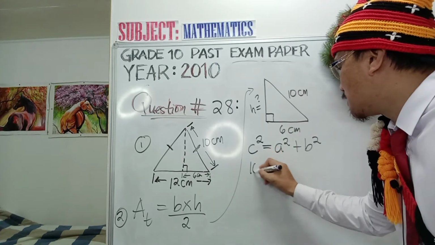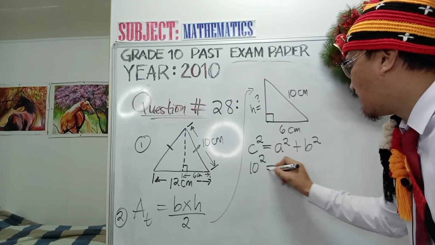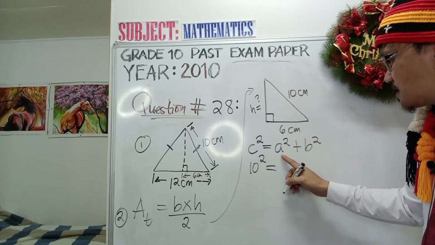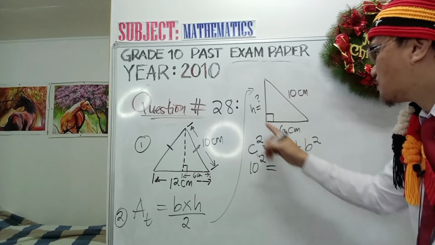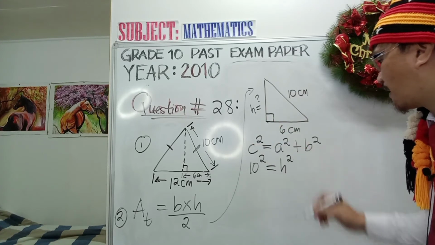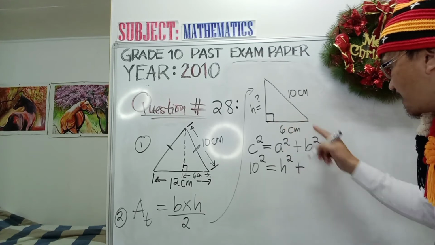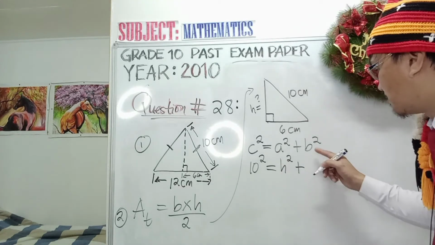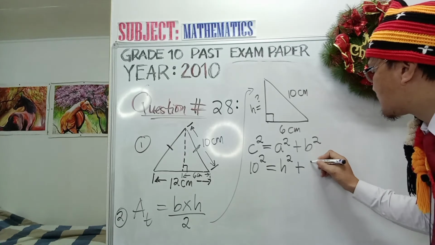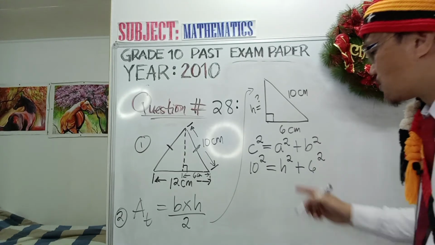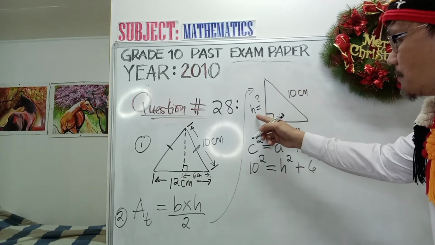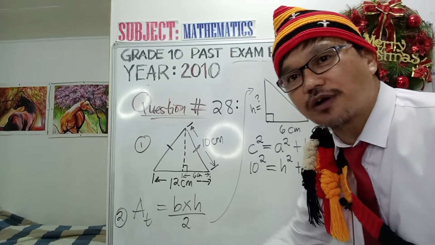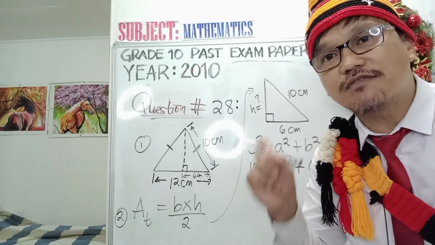So we can have 10 square equals A square. Usually I always consider A as the altitude or the height. So that will be now our h square plus our base, which is b. This will really make it easy for you to work out the problem. So our b is 6 square. Okay? So let's now we have to find first the height, so that once we have the height, we can now work out the area of the triangle, which is the question of the problem.